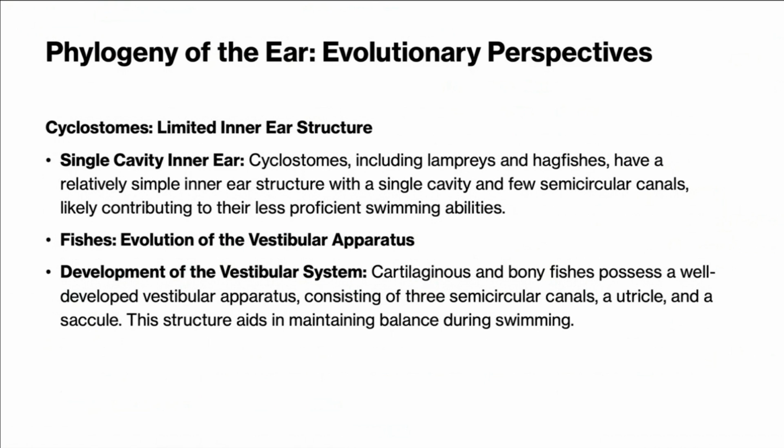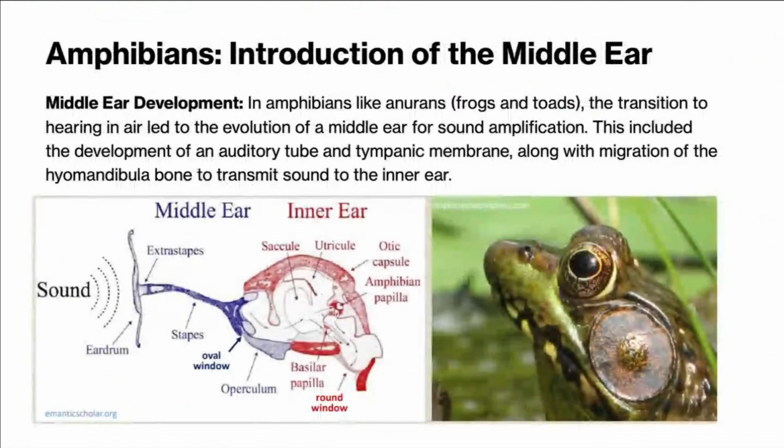Then the cartilaginous or bony fishes have a well-developed vestibular apparatus. They have three semicircular canals, a utricle and a saccule, and this helps their balance. As they become better swimmers, they need to have this balance, whereas the agnatha don't need to have balance specifically because they're not very good swimmers to begin with.